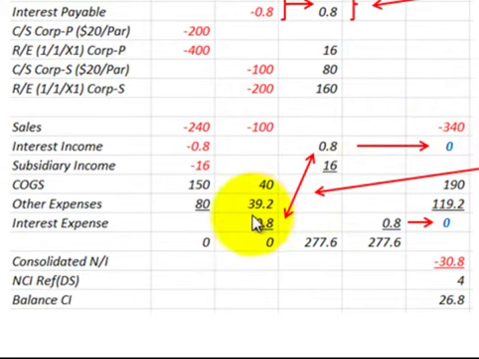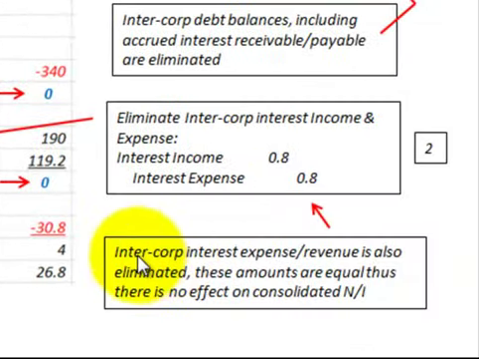And then for the interest expense to Corporation S at $800, we would credit our adjustments for $800. And again, these amounts cancel each other out, so carrying it over to the consolidated income statement would be a zero balance. So for our intercorporation interest expense and revenue, this was also eliminated, and these amounts are equal, thus there is no effect on the consolidated income statement.